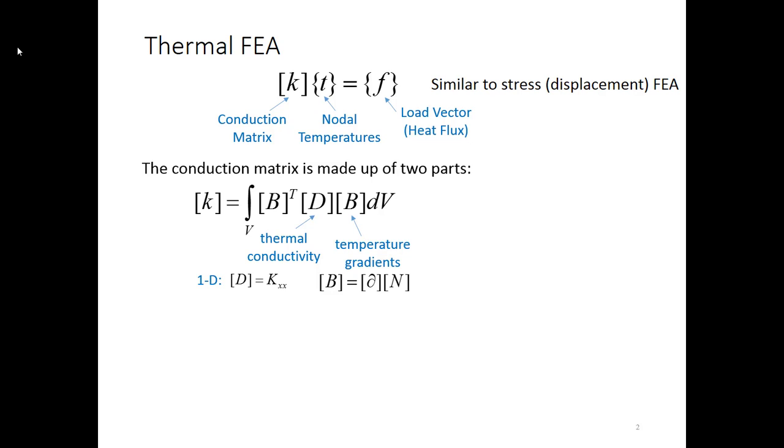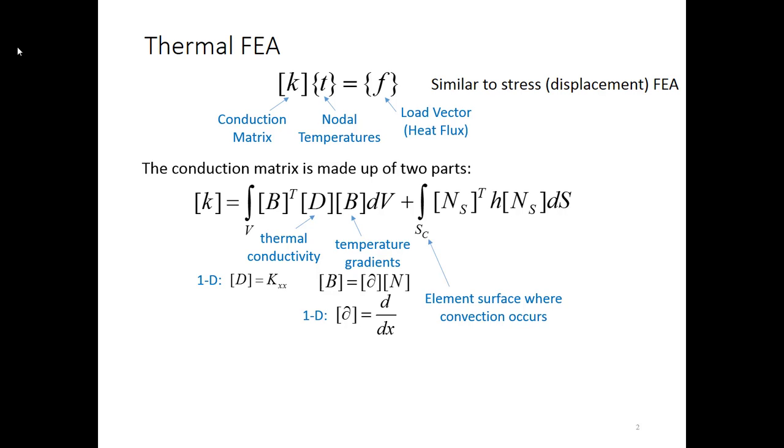The formulation for that, again, looks identical to what we saw in the stress analysis. B is equal to the partial derivative matrix operator acting on the shape function matrix. And again, similar to what we saw in stress analysis, in a 1D problem, the partial derivative matrix operator is just d by dx. However, the conduction matrix also has a second part, and this second part comes from convection.